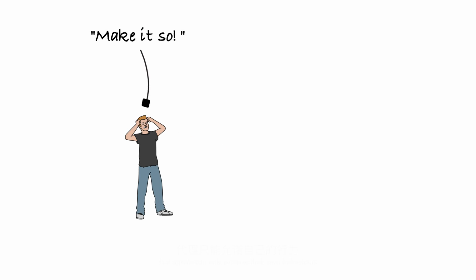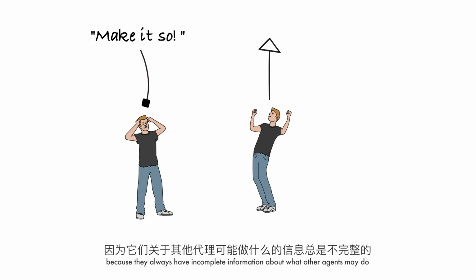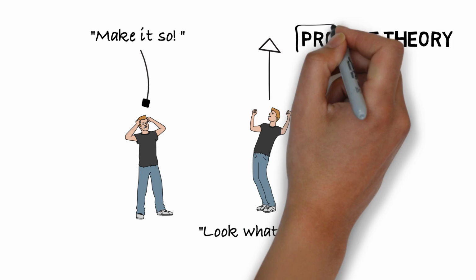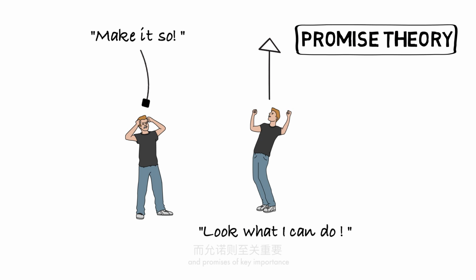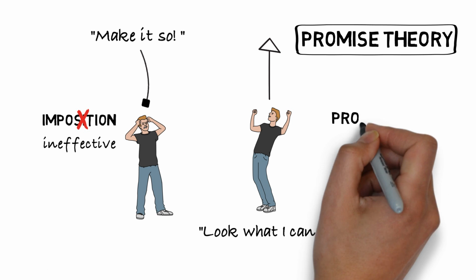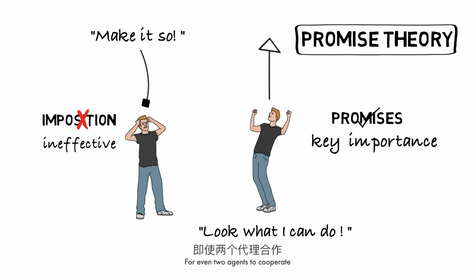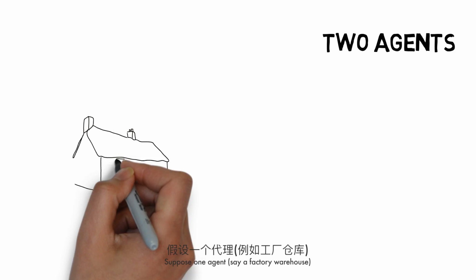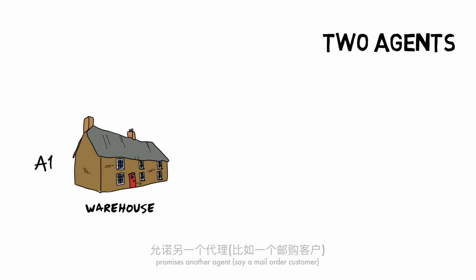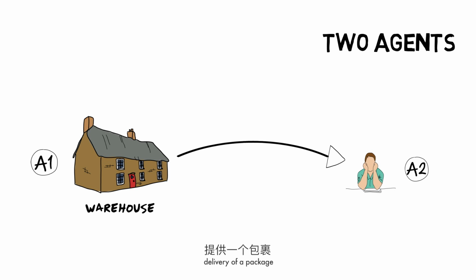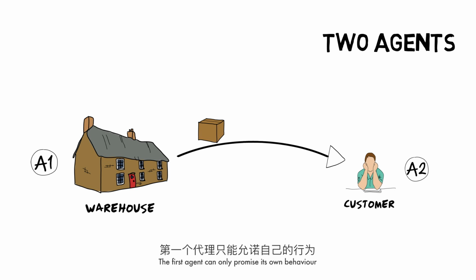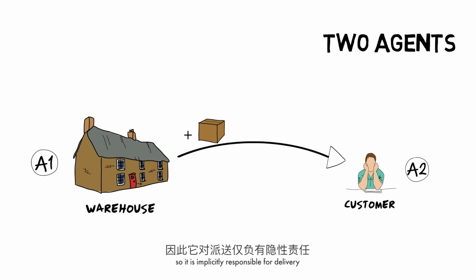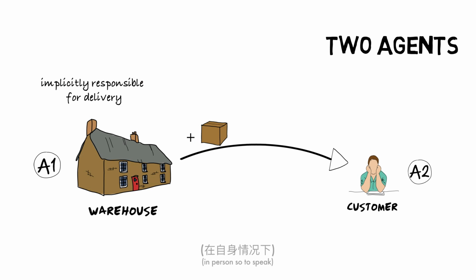Recall the basic assumption that agents can only promise their own behaviors, because they always have incomplete information about what other agents may do. That makes imposition ineffective and promises of key importance. For even two agents to cooperate, they both need to make promises. So suppose one agent, say a factory warehouse, promises another agent, say a mail order customer, delivery of a package. The first agent can only promise its own behavior, so it's implicitly responsible for delivery, in person, so to speak.